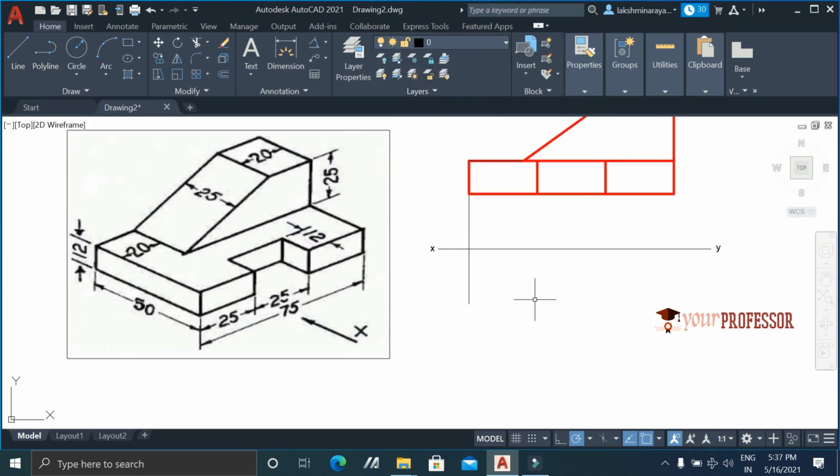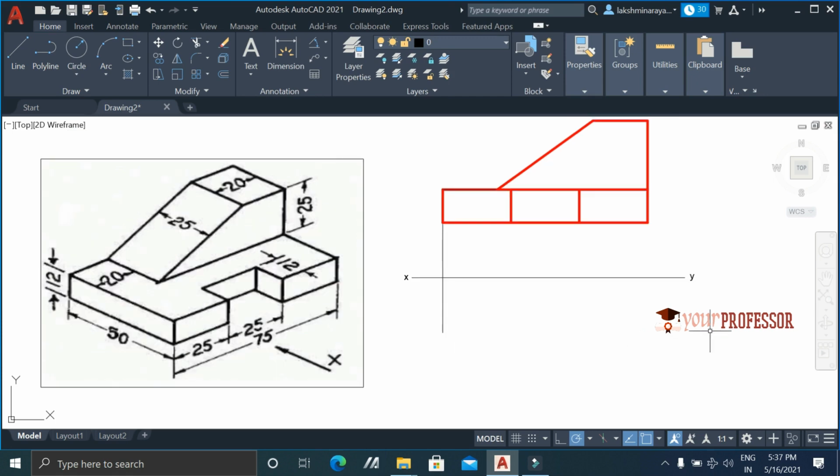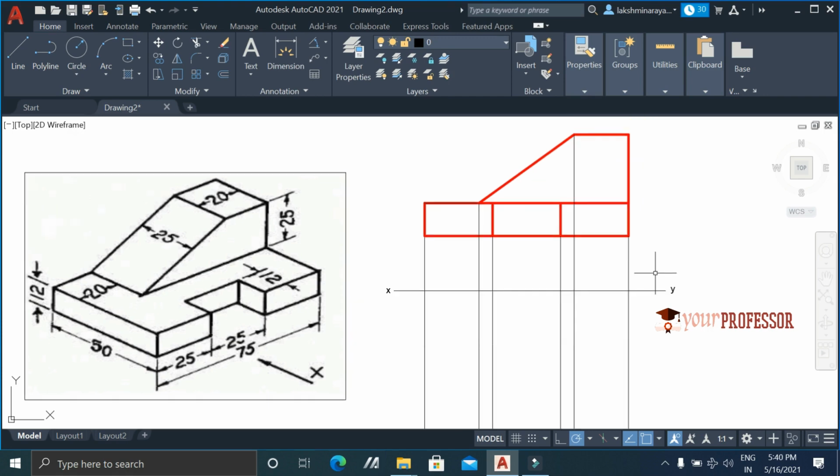Let us draw the top view at a certain distance. So this is the distance I have considered. I'm going to start the top view from this point. Before that, let us draw projectors from each and every point. Now I have drawn vertical projectors from each and every point in the front view. Now I would like to start the top view.